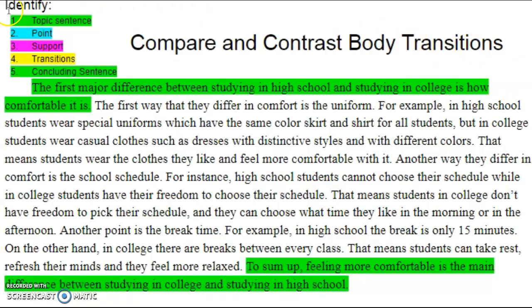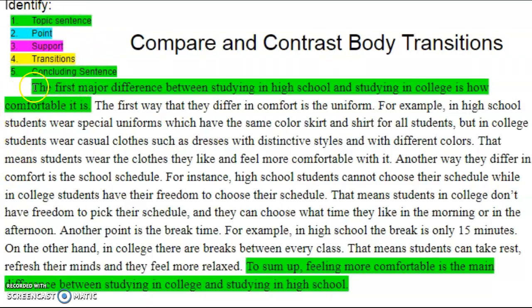So here's an example of a body paragraph in a compare and contrast essay. What we're going to do is go through this body paragraph and look at the topic sentence, where they make points, where they support those points, where they have transitions to a new point, and then finally the concluding sentence. And we're color coding it so it makes it nice and clear for everybody.